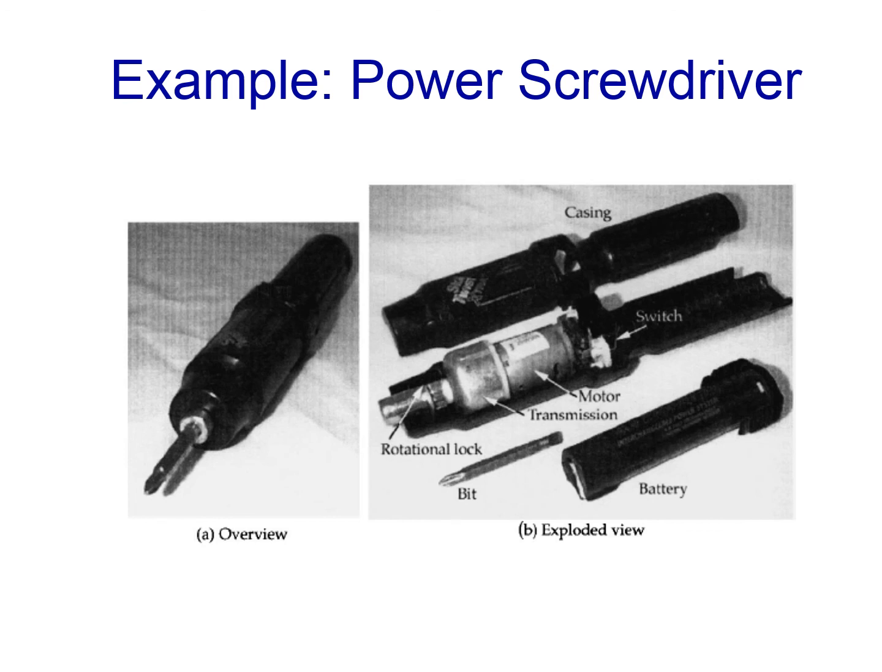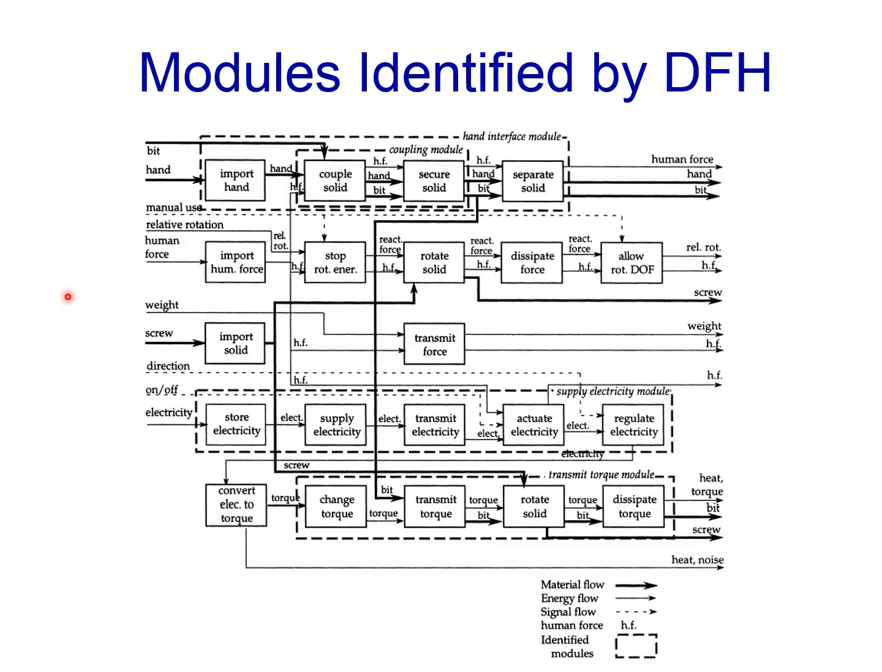It is a Black & Decker power cordless screwdriver. In the power screwdriver, the flow electricity passes through 5 subfunctions as outlined by the dashed rectangle shown here. The subfunctions store electricity, supply electricity, transmit electricity, actuate electricity, and regulate electricity are all combined into a single module, which is called supply electricity module.